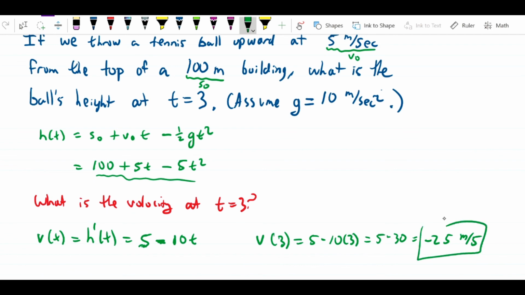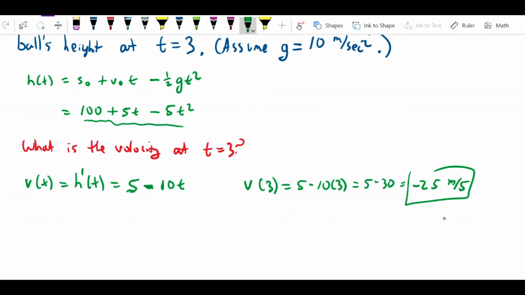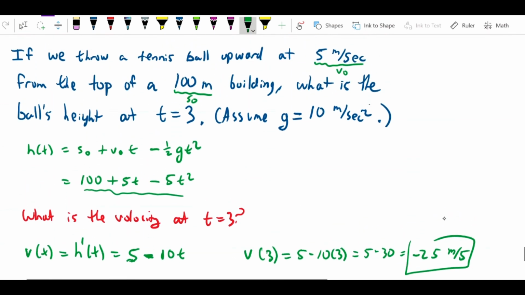second. So in other words, after 3 seconds, the object is traveling downward at 25 meters per second. And that makes sense because I threw it upward at 5 meters per second, but gravity very quickly acted on it and caused it eventually to stop, turn around, and start falling down.